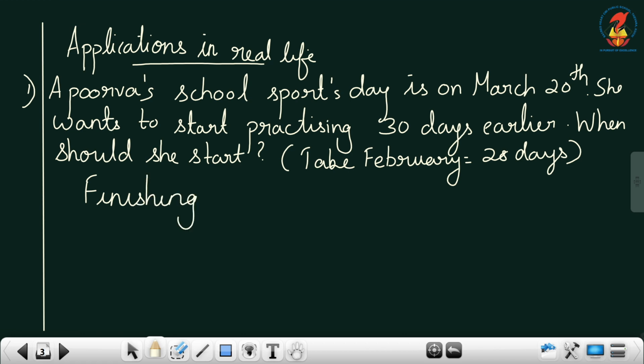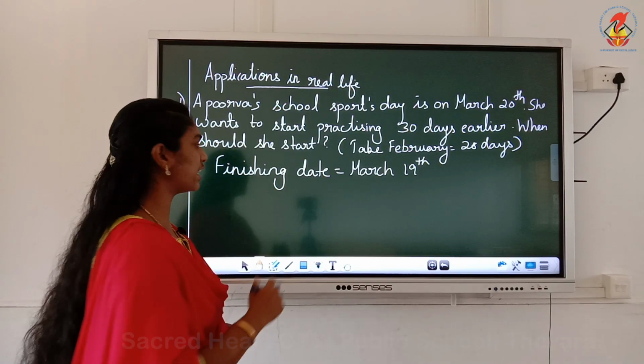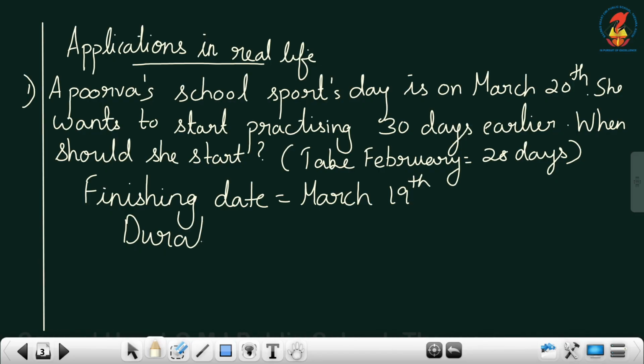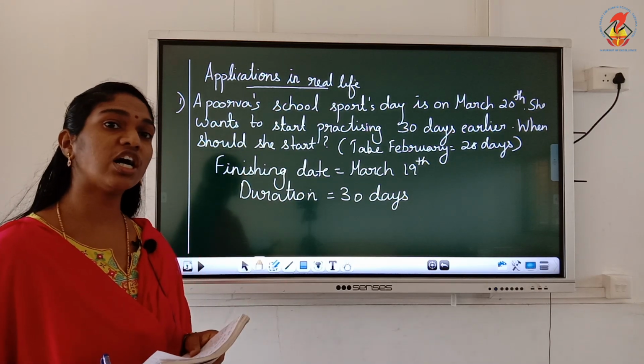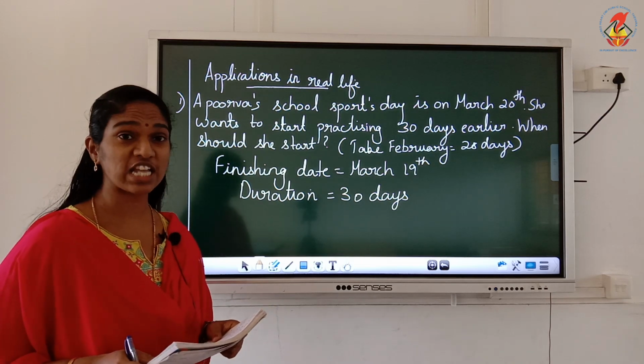First, you will note down what is given to you in the question. Finishing date is March 19th. And for how many days is she going to practice? 30 days. So, that is the duration. Duration is 30 days. And what have they asked you? When should she start practicing? So, you have to find out the starting date, right?